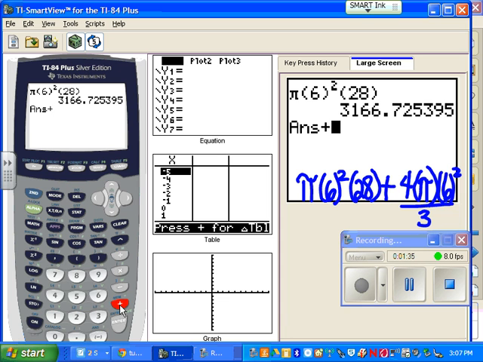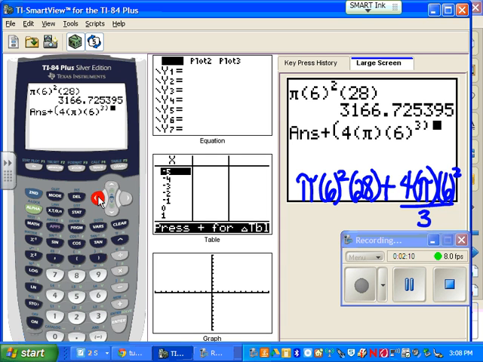And so then I would do my 4, let's see, times my pi, times my 6, and this time it's cubed, so I'm going to do the little house top and a 3. And then I'm going to close all of this with parentheses.